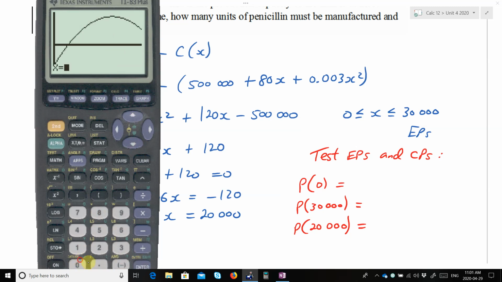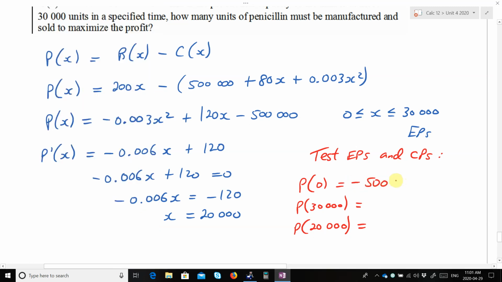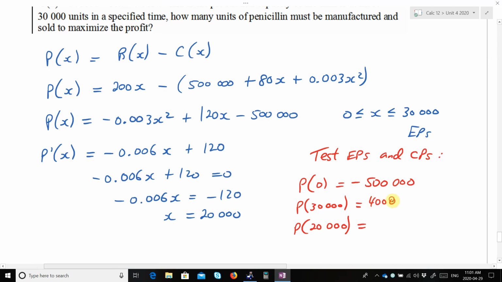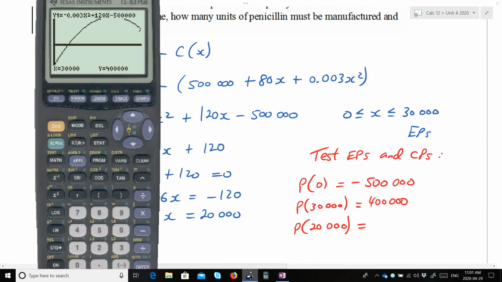Okay, so profit for 0 units is negative $500,000. If you don't sell anything, you still have your costs, so you're in the hole $500,000. What is your profit if you sell 30,000? $400,000. And what is your profit if you sell 20,000 units? There's your best profit, $700,000.